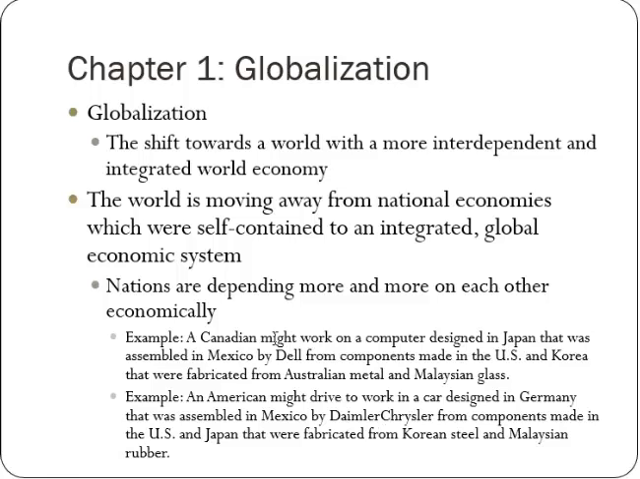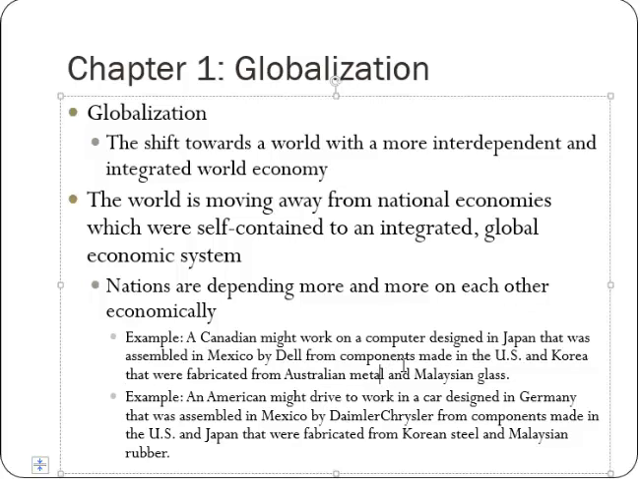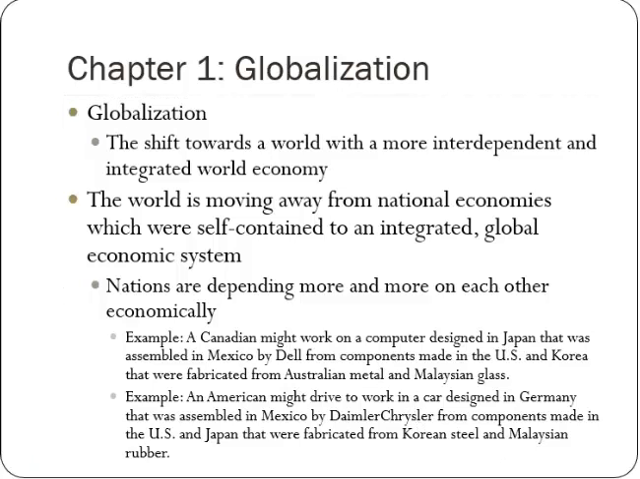So, for example, a Canadian might work on a computer designed in Japan that was assembled in Mexico by Dell, which is an American company, from components made in the US and Korea that were fabricated from Australian metal and Malaysian glass. That's just one example where you have 6 or 7 different countries, or people or technologies in 6 or 7 different countries, that are relevant to the production of one particular computer.